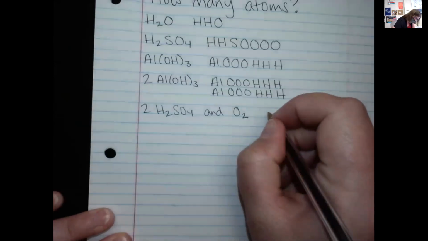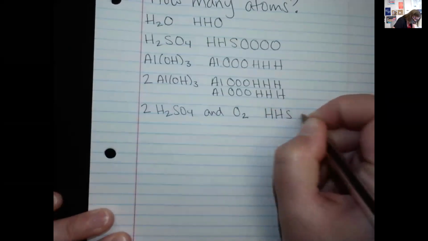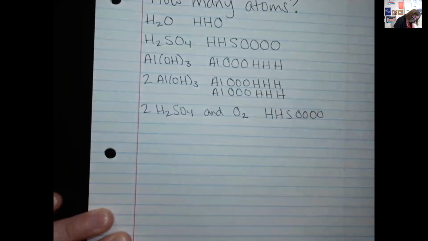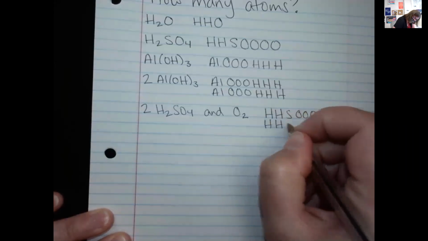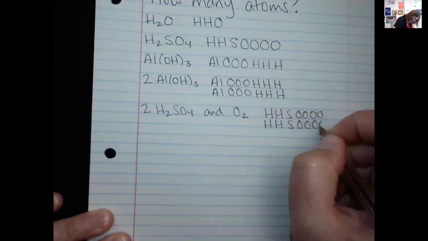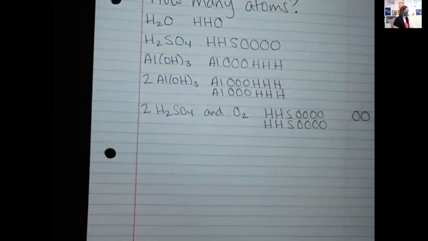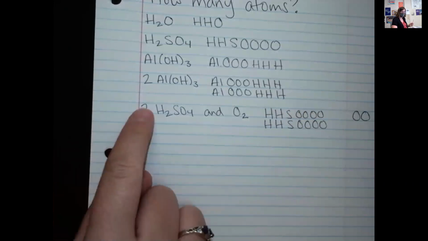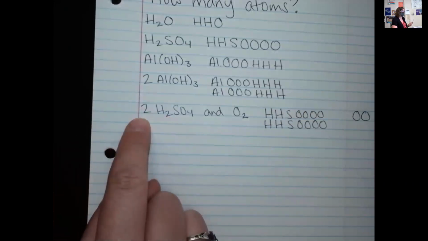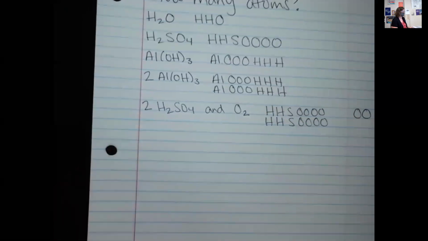So we draw our first H2SO4. We draw another H2SO4 and O2. So if I asked you how many oxygens, the answer would be 10. The 2 only applied to the molecule it was in front of, this front 2.